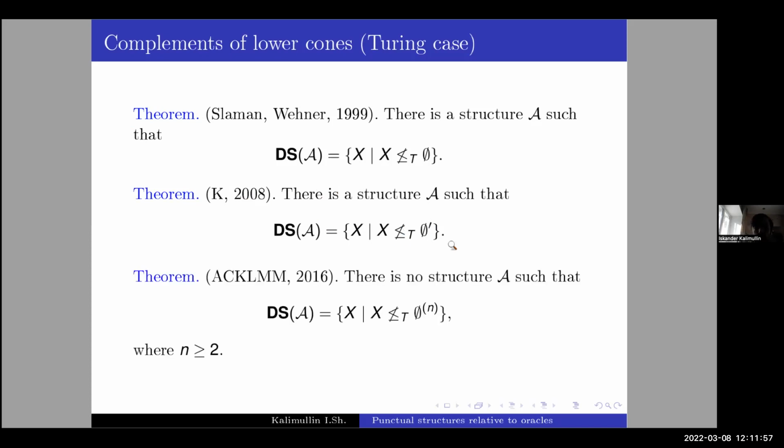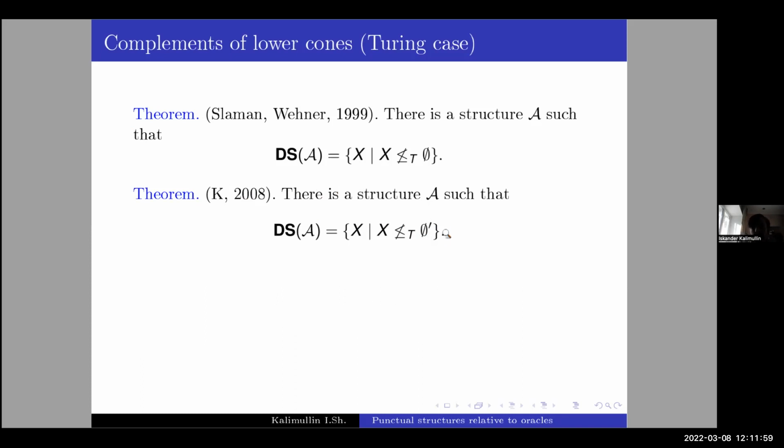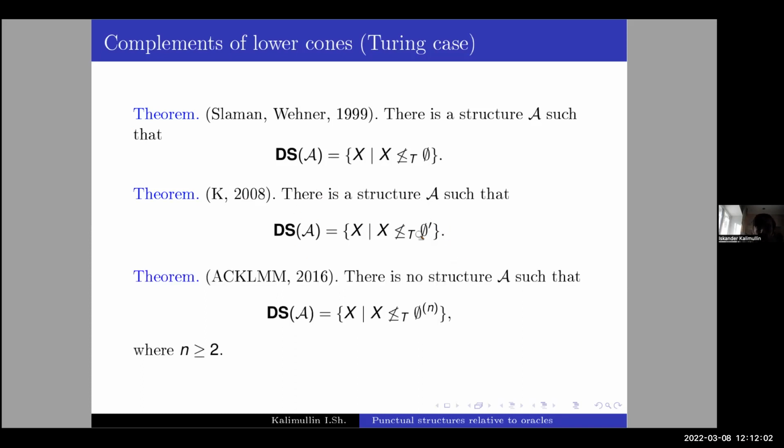It's also a degree spectrum, but for other jumps of 0, for 0 double prime, 0 triple prime, and so on, this is not true. This is a result of Andrews, Kalimullin, me, Stefan Lempp, Antonio Montalban, and Joe Miller, 2016. So this is the results about the complements of lower cones in the Turing case.